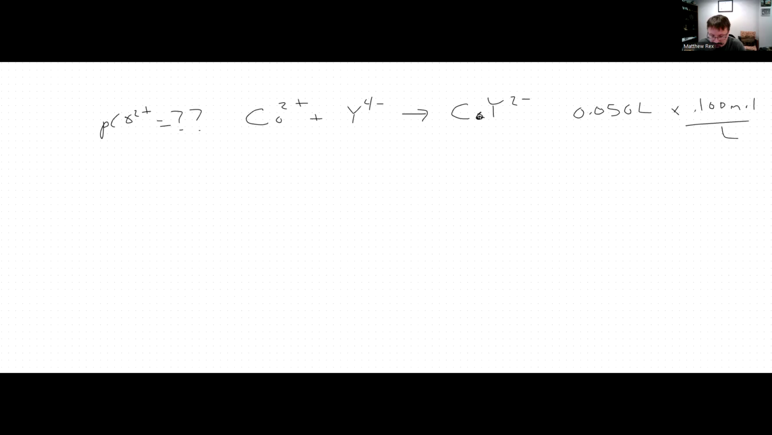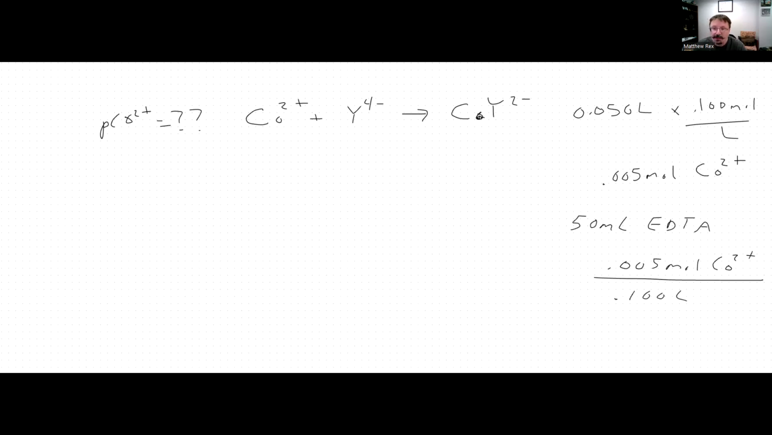When I carry that out, I can see that I would have 0.005 moles of cobalt that we're going to potentially complex, or that at the equivalence point should more or less be complexed. The concentration of the EDTA is the same, 0.1 molar. So since they react in a 1-to-1 ratio, I need the same volume of EDTA, 50 milliliters. So now I know how many moles of cobalt we had, and I know its total volume, 50 milliliters plus 50 milliliters, which is 0.1 liters.